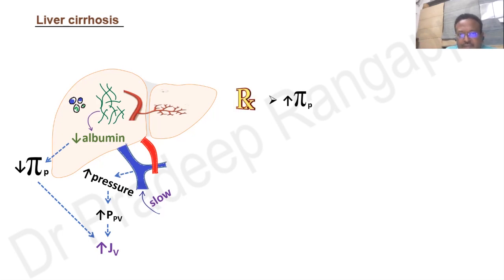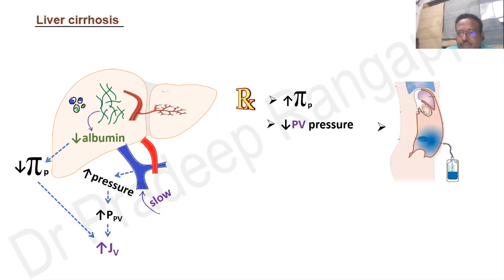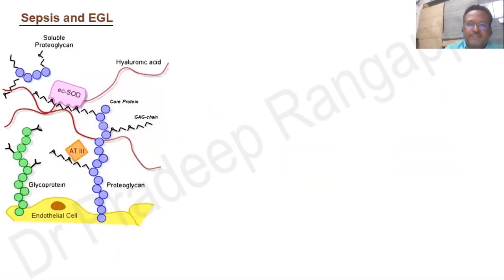And the treatment in liver cirrhosis, as you would see, would be on the principle of increasing the oncotic pressure, reducing the portal vein pressure, paracentesis, and administration of diuretics and beta blockers. So let us quickly look into what is the role of EGL in sepsis.